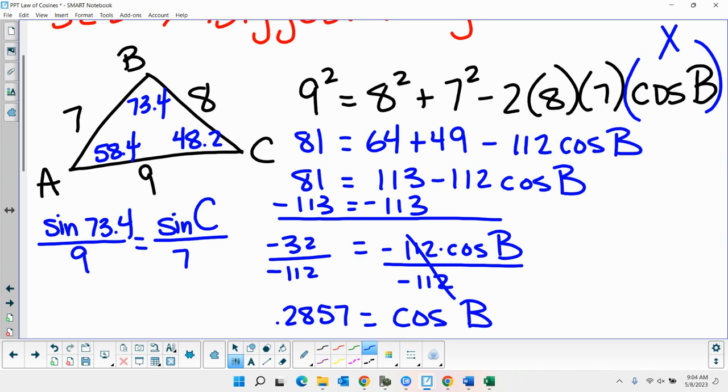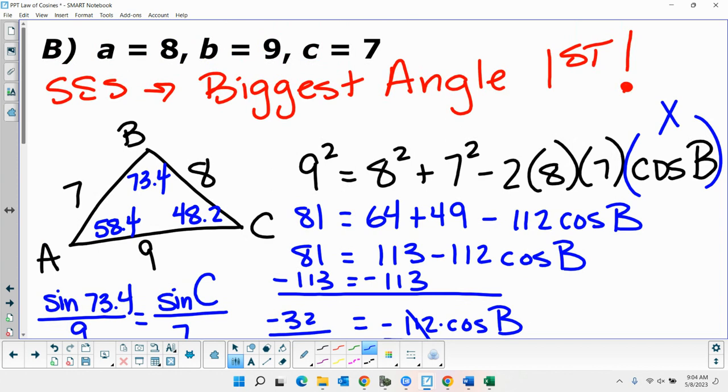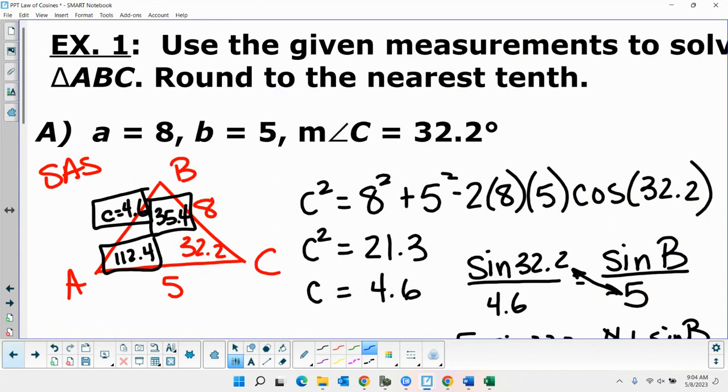Okay, the 2 situations. This one, side, side, side. Or this one, side, angle, side. Those are the 2 situations you'll use law of cosines. When you get 2 angles, like we did on Friday, you use law of sines. If you get 2 sides and an angle that's not between them, you use law of sines, and that's the time you're supposed to check for the second triangle, that ambiguous case.